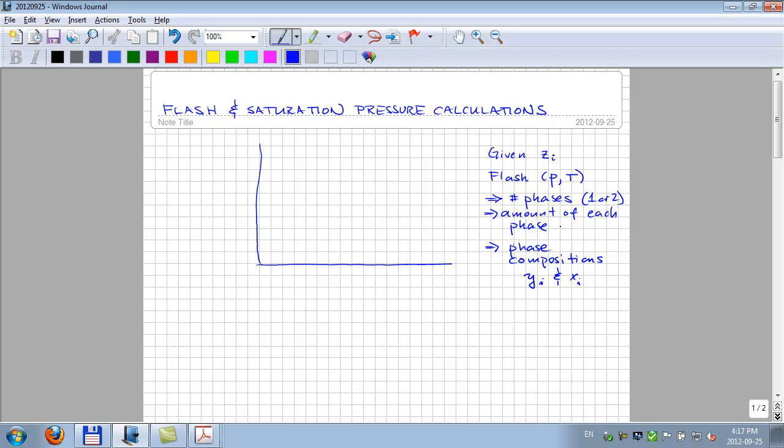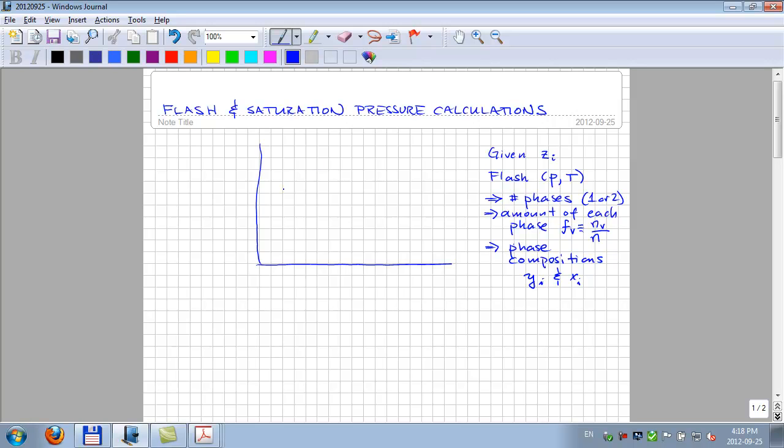The amount of each phase we can express as moles, but we introduce this vapor fraction, the gas phase fraction: the total moles of the gas phase, or vapor phase, divided by the total moles of the system.